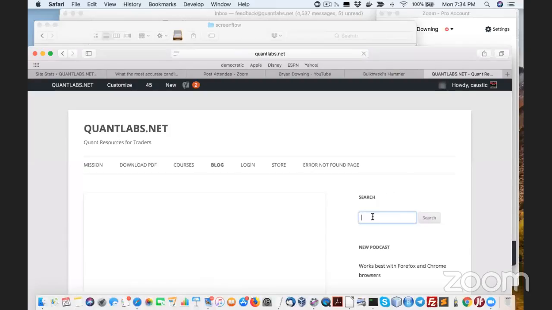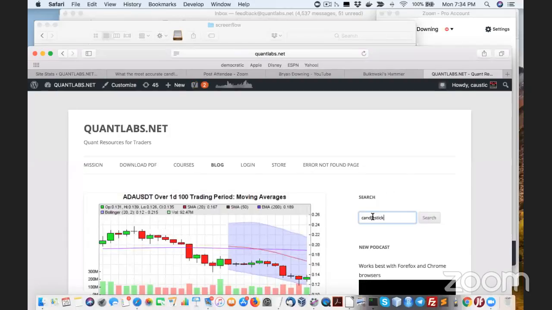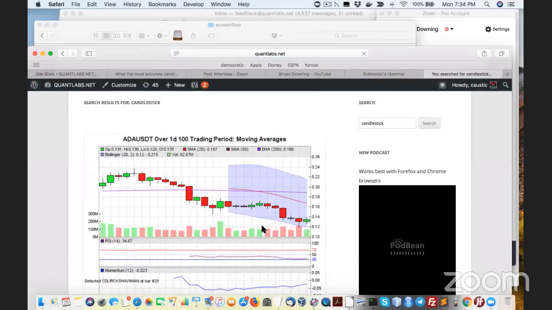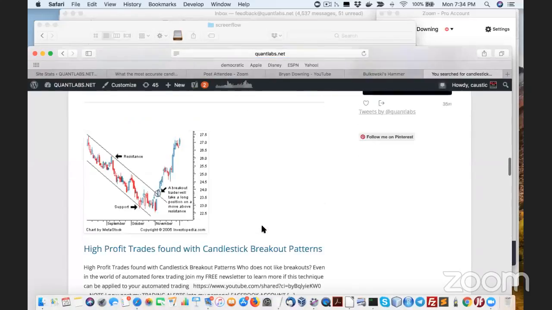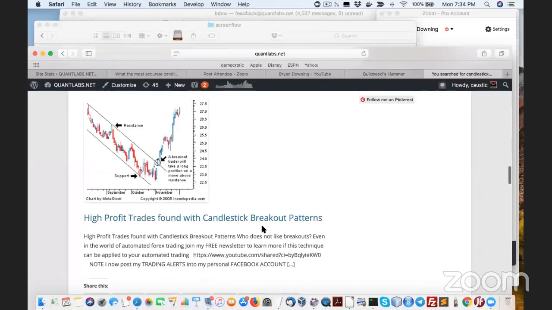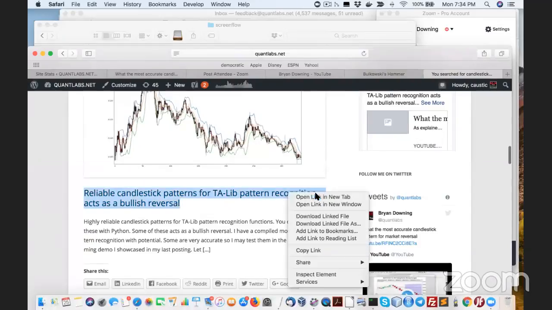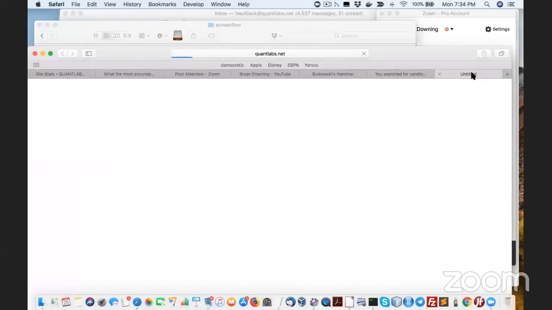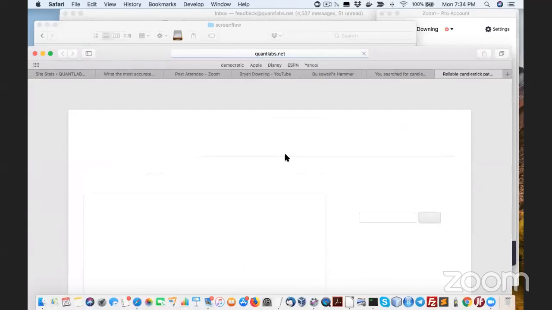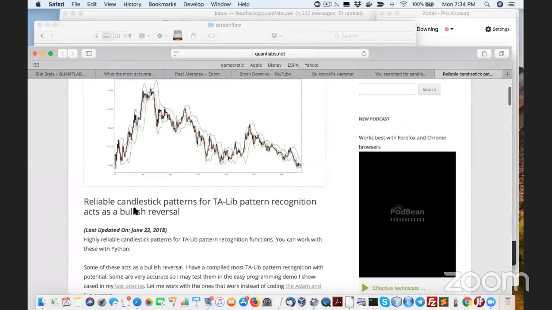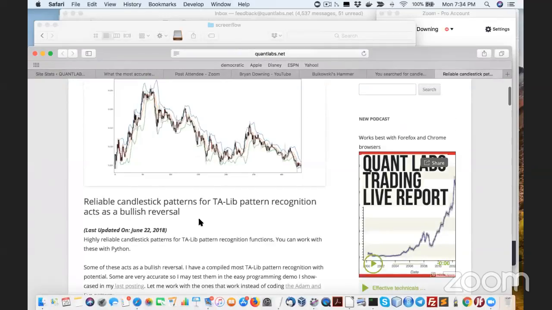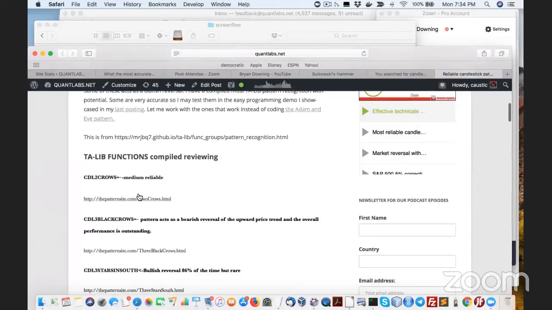So you go in the Candlestick. If you look for, I think this would be it. Okay, yeah, so it'd be this posting right here. So this posting here, reliable candlestick patterns for TA-lib pattern recognition as a bullish reversal.